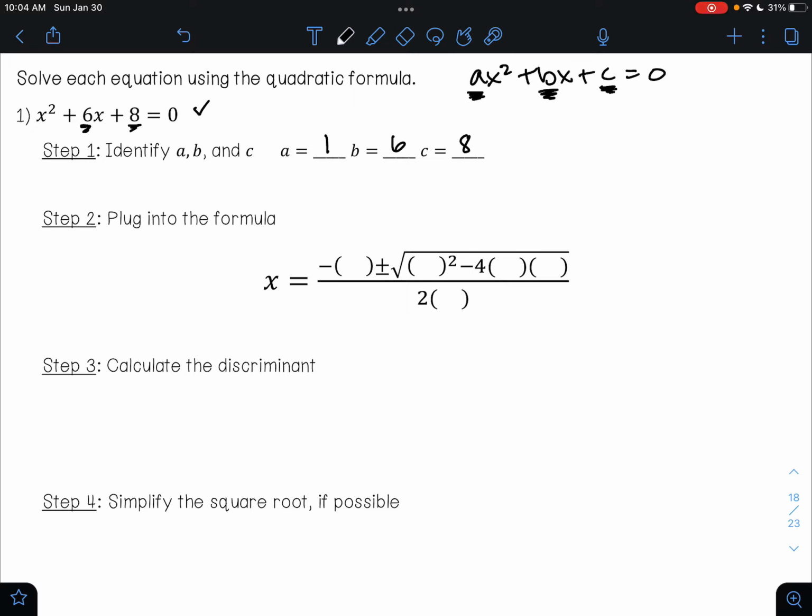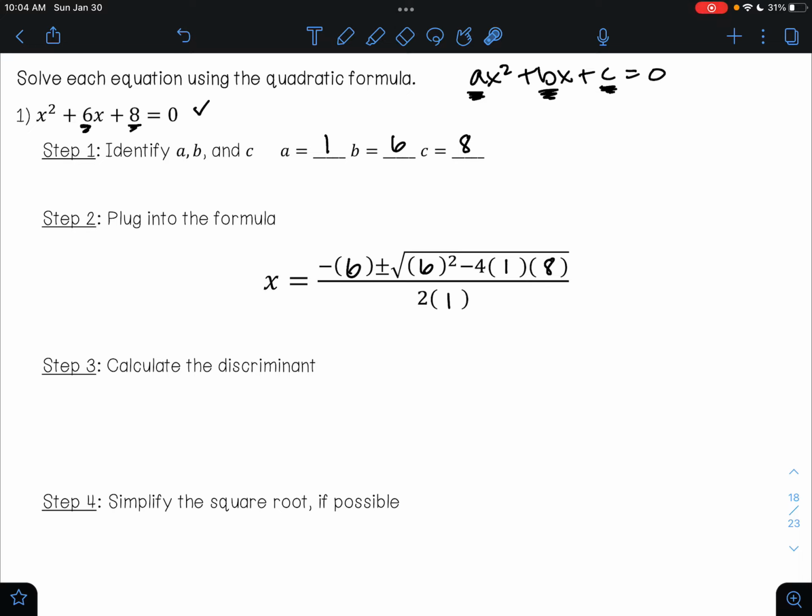Now that we know our A, B, and C, we can go ahead and plug that into the quadratic formula. So we'll have negative b plus or minus the square root of b squared minus 4 times a times c, all over 2 times a. I've plugged in the numbers for a, b, and c inside of the quadratic formula. From here, we're just going to calculate this formula one step at a time.